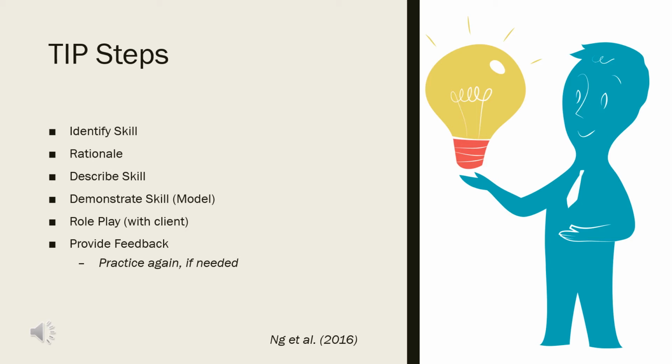And during the sixth step, the last step, feedback will be provided to the learner, and if necessary, that skill can be practiced again. So with the feedback, you're going to discuss what went well, what the learner did right, and what the learner could improve on. And then that learner will be given another opportunity to practice that skill again.